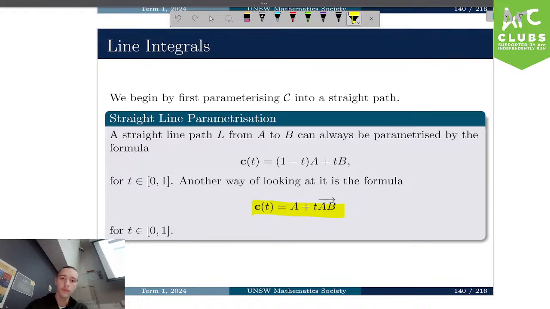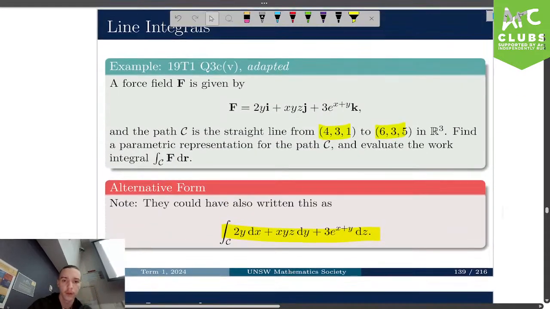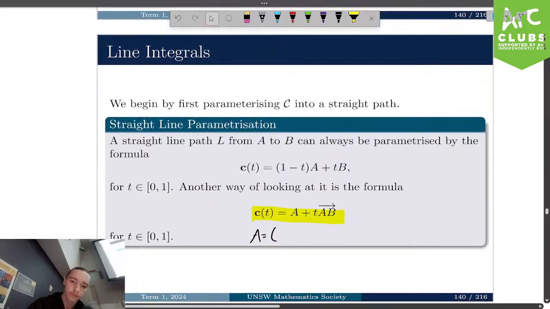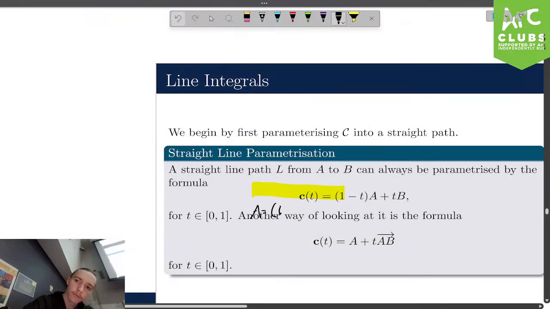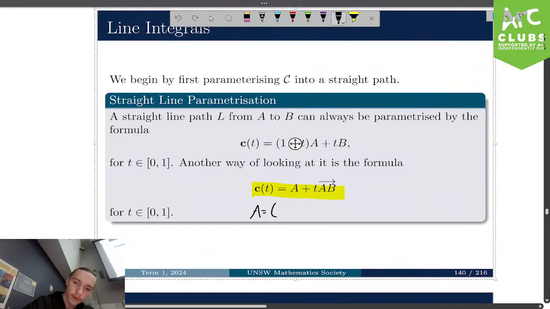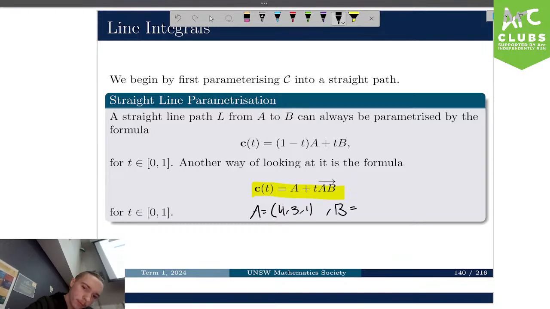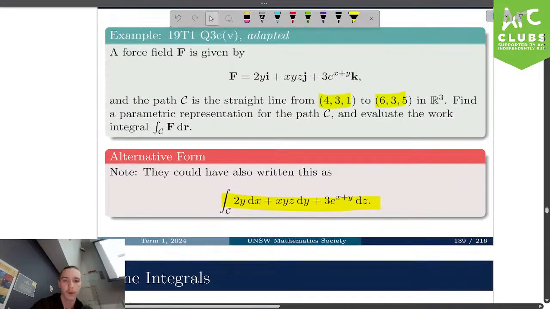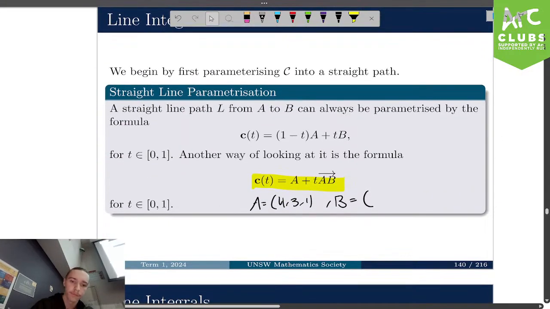In our example, A is the point (4, 3, 1). Being left-handed is not helping me. A is (4, 3, 1). B is equal to, our point B is (6, 3, 5).